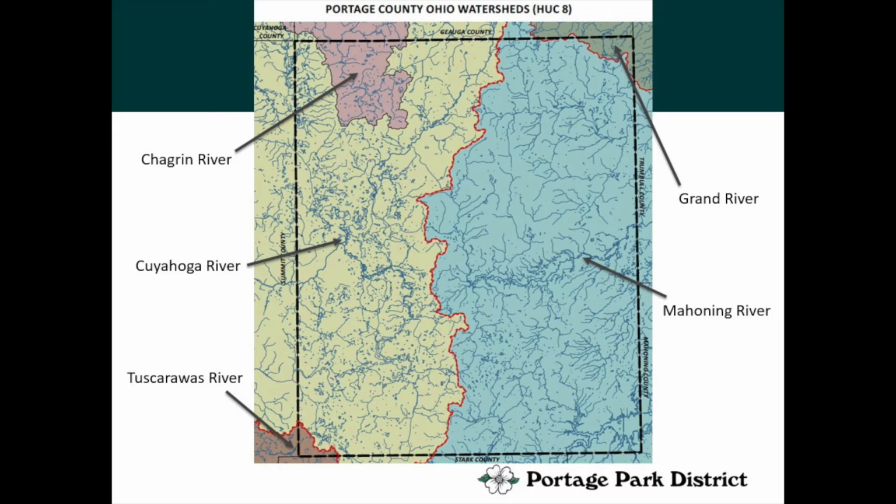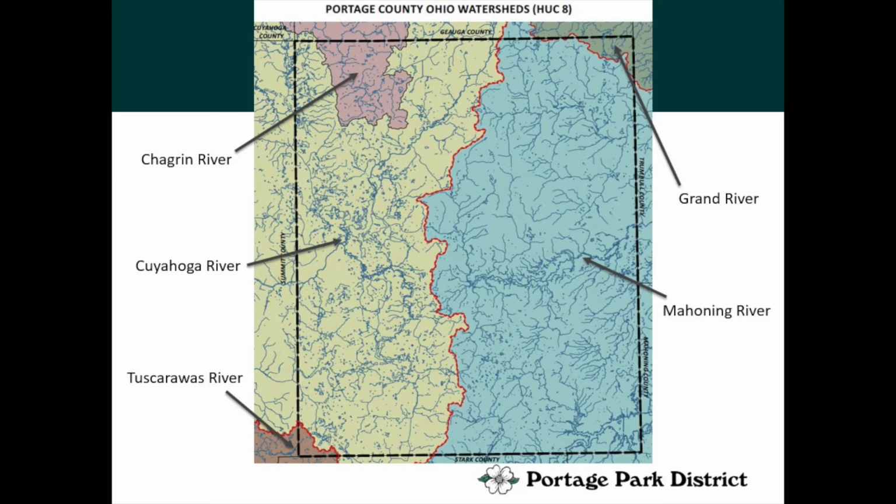Now, if you look at the map, the red line that you see delineates that Lake Erie watershed from the Ohio River watershed. So I'm going to go through these 5 major watersheds, starting with the 3 that drain into the Lake Erie watershed. The first in pink is the Chagrin River watershed, and that's located in the eastern part of Aurora as well as the western part of Mantua Township. And the Chagrin River drains directly to Lake Erie.